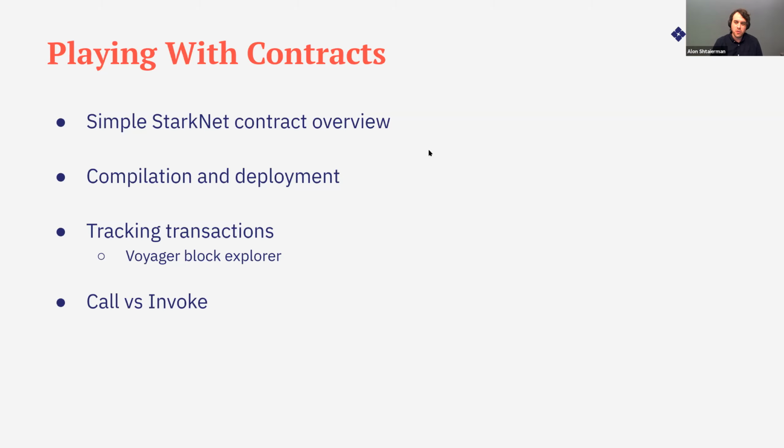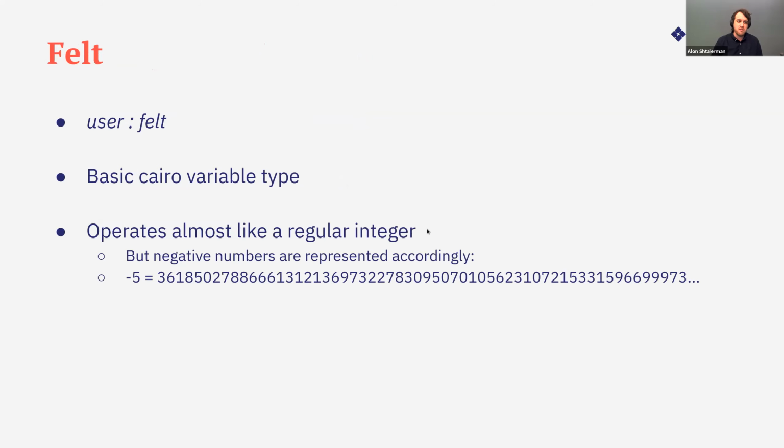Okay, so we finished reviewing our first simple StarkNet contract. Now, you might have noticed parts of the code that might not have been so clear because they're very unique to the Cairo language, and I want to very briefly discuss them. So first up is felt. You might have noticed some variables like user defined as a felt. It's just short for field element, which is a basic Cairo variable type. For most intents and purposes, it just acts like a regular integer.